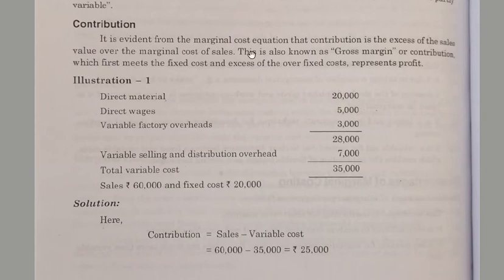It is evident from the marginal cost equation that contribution is the excess of sales over the marginal cost of sales. So sales minus your variable cost, or sales over your marginal cost of sales, is nothing but your contribution. This is also known as the gross margin or the profit margin, which first meets the fixed cost, and the excess over the fixed cost represents a profit. So contribution is like a profit: the profit that you gain from your marginal unit of production.